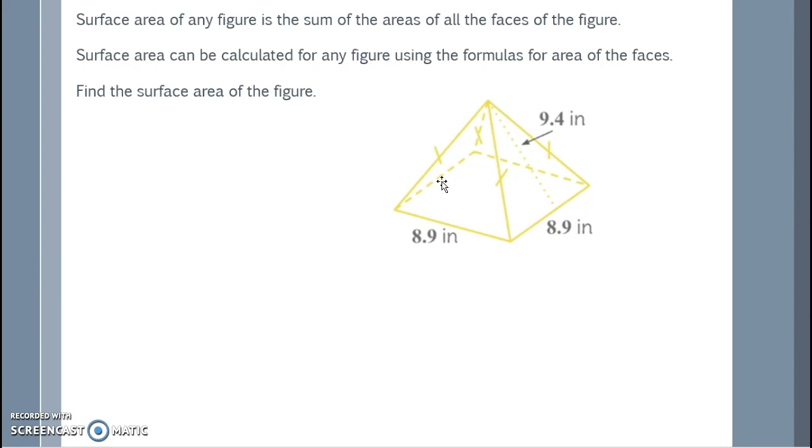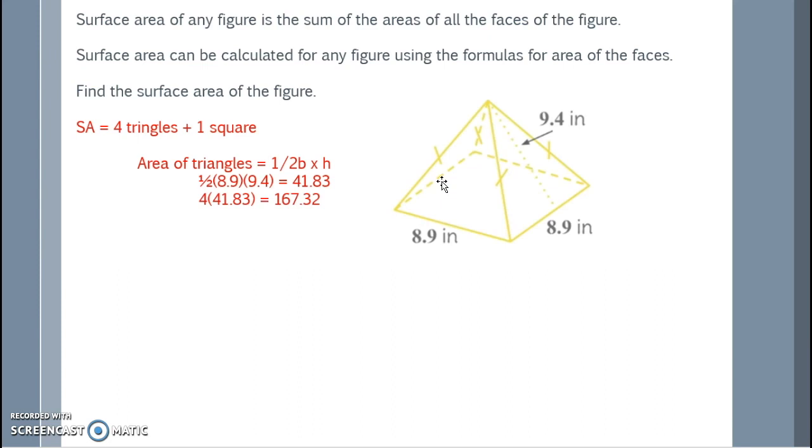Let's find the surface area of the square pyramid. We have 4 triangles, and all of the triangles will be the same, and we have 1 square on the bottom. So the area of a triangle is half times base times height. So half times our base of 8.9 times the height, which it's pointing to at 9 and 9.4, so 41.83. Notice that we have 4 triangles that we need to find the area of, so altogether 167.32.